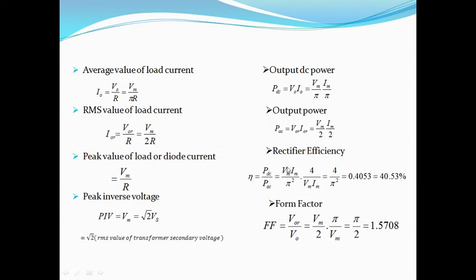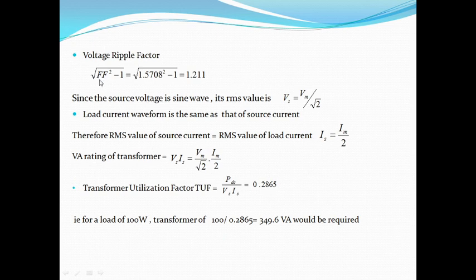Then you have rectification efficiency, which is equal to PDC upon PAC, equal to Vm Im upon pi square into 4 upon Vm Im. So it comes out to be 4 upon pi square, which is equal to 0.4053, which is 40.53%. Then form factor is defined as the RMS value of voltage upon the average value of voltage. If you substitute the values, it comes to pi by 2, which is equal to 1.5708. Then the next term is the voltage ripple factor, which is the square root of form factor square minus 1. Substituting the form factor, you get the square root of 1.5708 square minus 1, which is equal to 1.211.